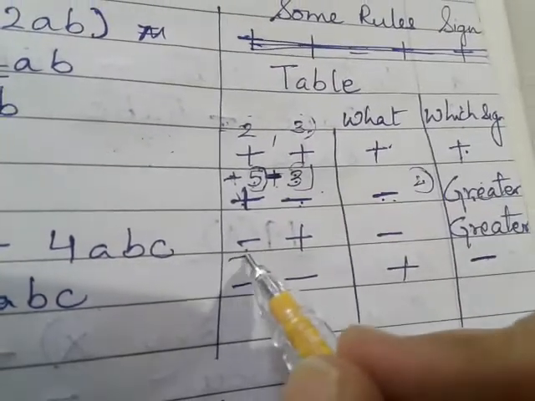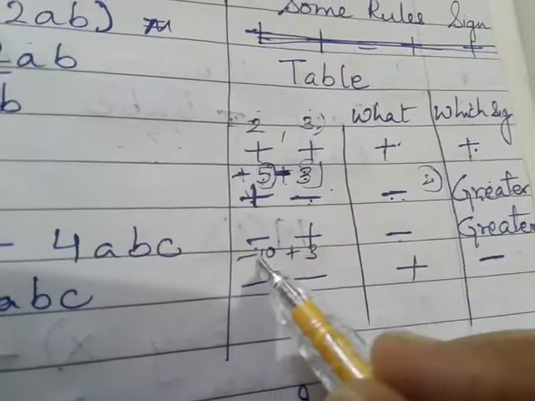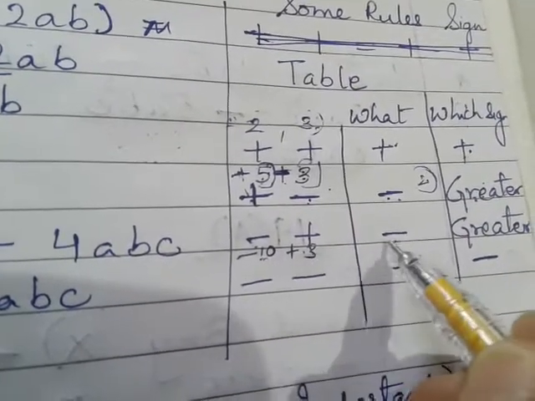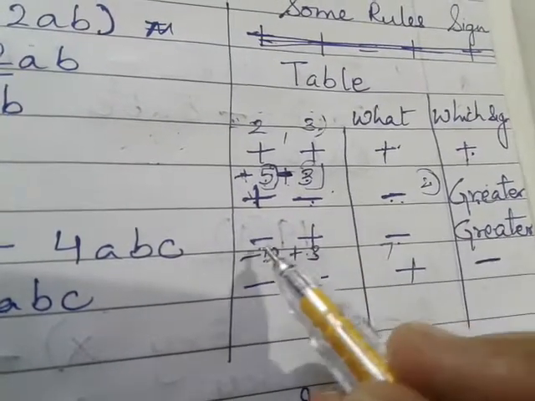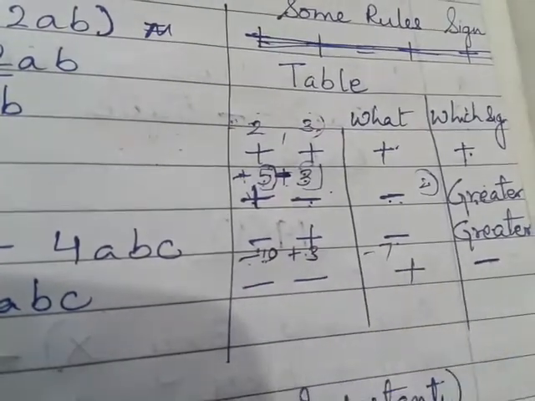See the next, minus plus, same thing. If I take minus 10 plus 3, what should I do? I should subtract. 10 minus 3 is 7. And which is greater, 10 or 3? 10 is greater. What is 10's sign? Minus. So I will put minus.